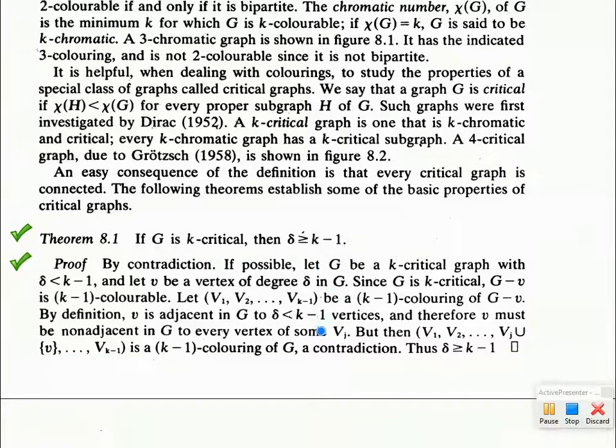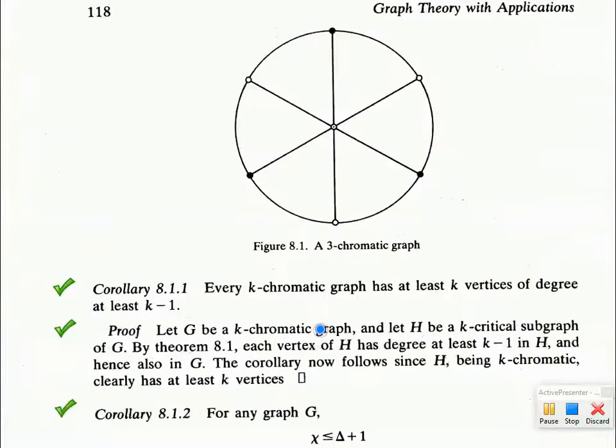What can we deduce out of this in terms of a general graph and not a critical one? Every K-chromatic graph has at least K vertices of degree at least K minus 1. Why? Let G be a K-chromatic graph.